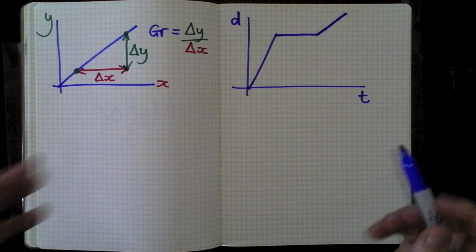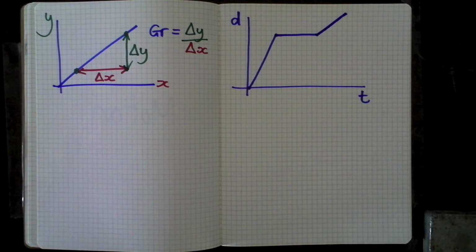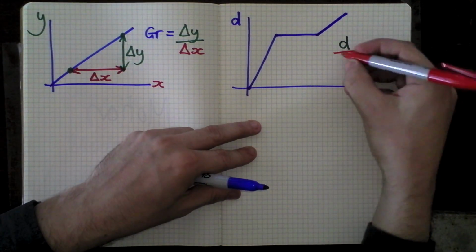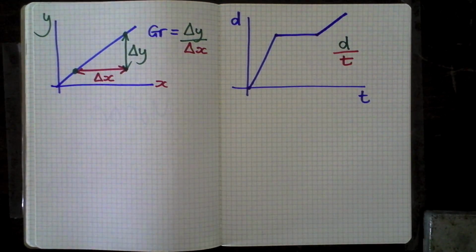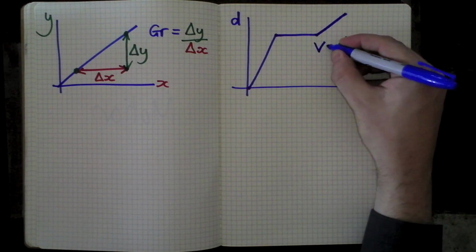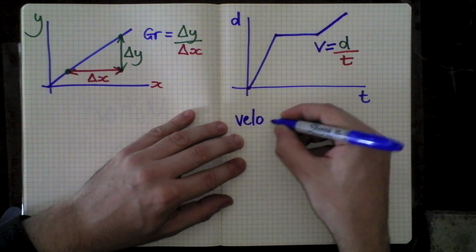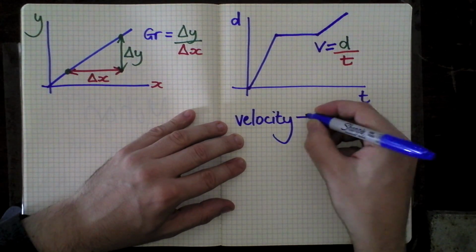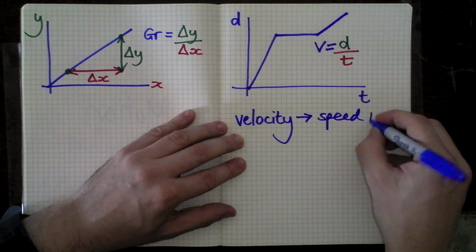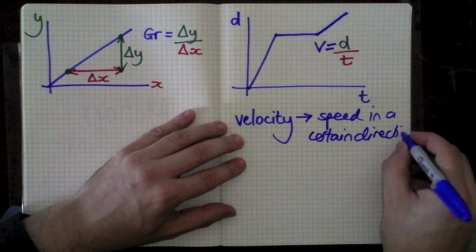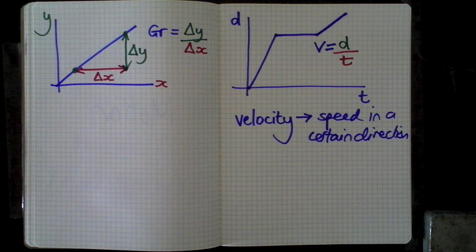How do we work out gradient? Well, in this case, the gradient is just going to be the change in y-coordinate, which is how much my distance has changed, divided by my change in x-coordinate, which is how much time it's taken. And distance divided by time, you should recognize straight away as being the formula for speed. Or, for this topic, we're going to talk about that being the formula for velocity. Velocity, key word for this module. Velocity is just speed in a certain direction. Speed tells you how fast something is going. Velocity tells you how fast it's going and in precisely which direction.